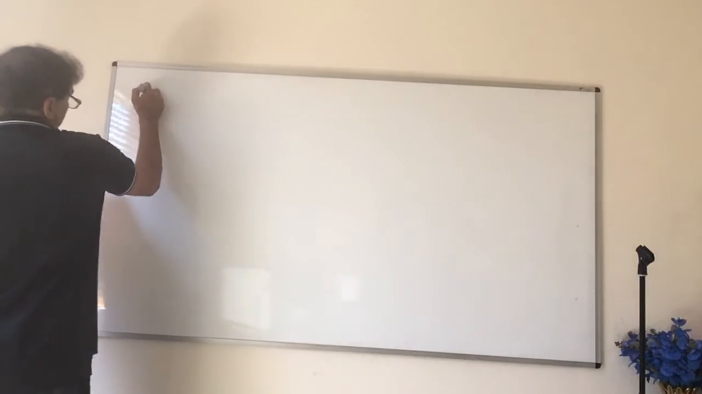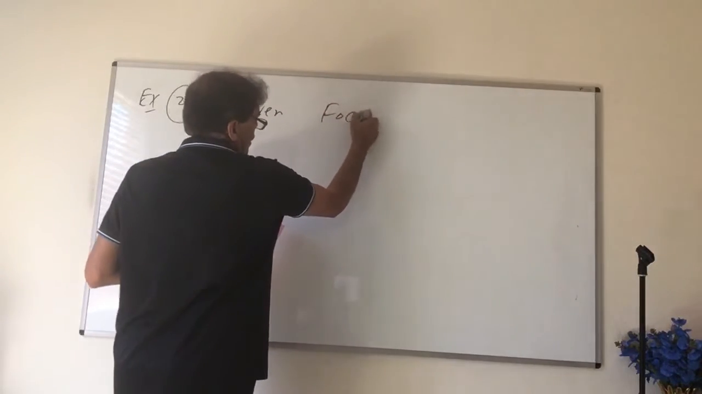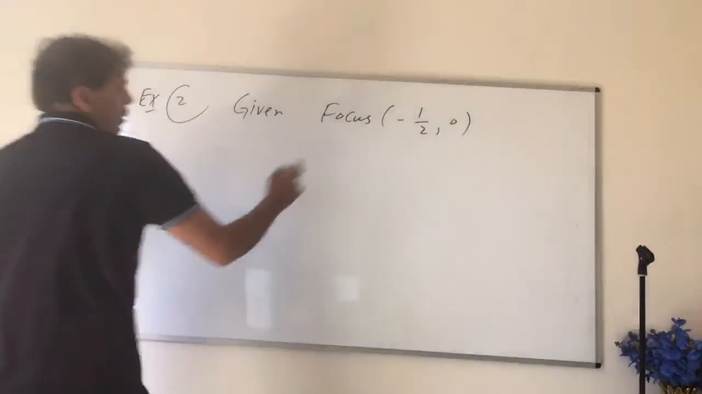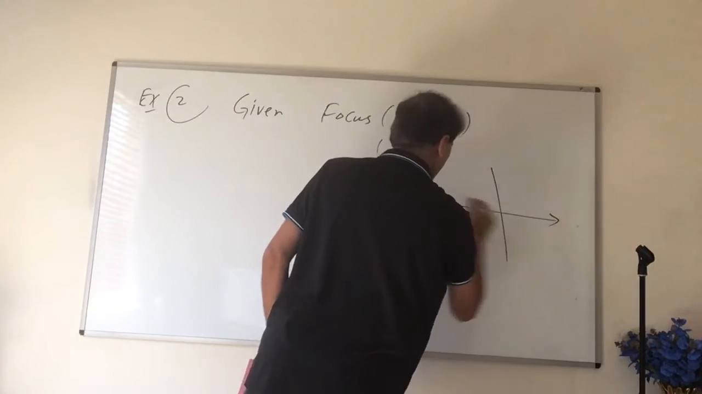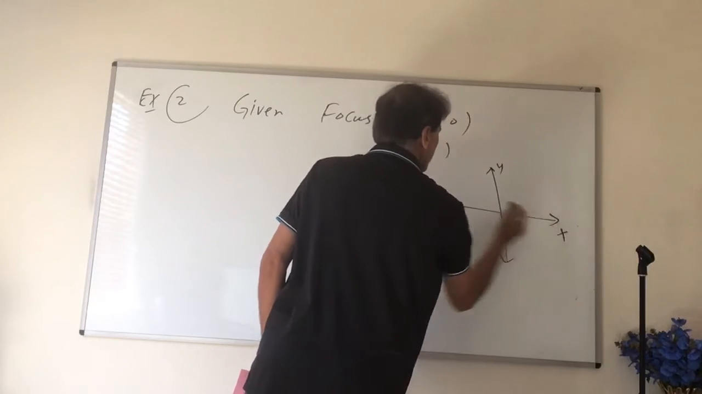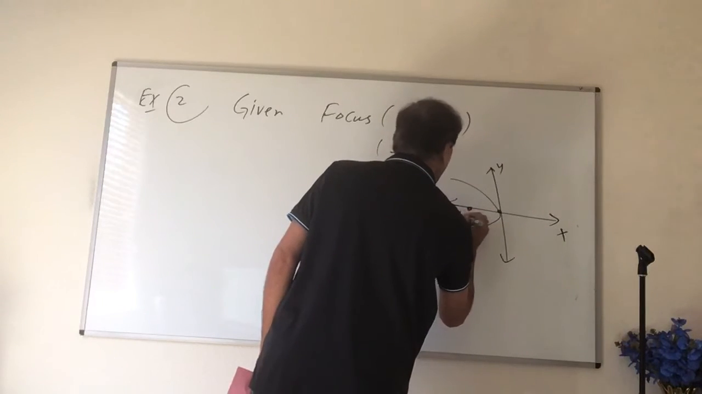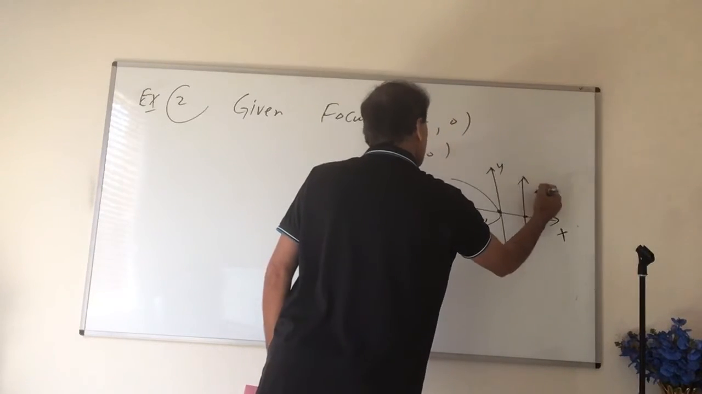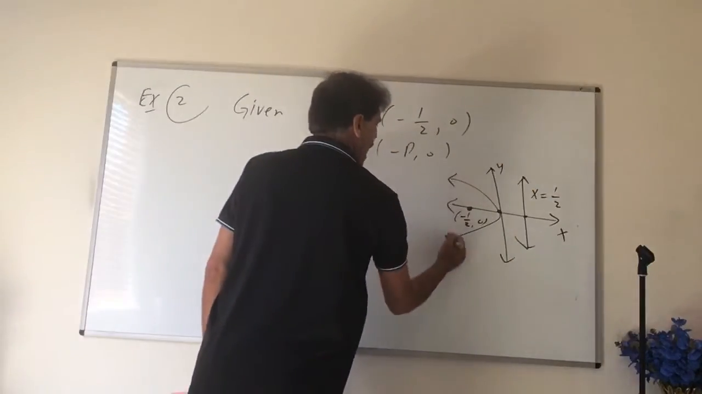This time, the given is again the focus, so we're going to do the same thing. Example 2. Given focus is negative 1 over 2, 0. So now this one is negative p, 0. That's the x-intercept. So then you go back here, graph it first. This one you're going to go this way, it's the negative. So this is the focus here, negative 1 over 2, 0. Well, this is the vertex, which is x equals the opposite, half. That's a given, in graphic format, so you can always graph here.